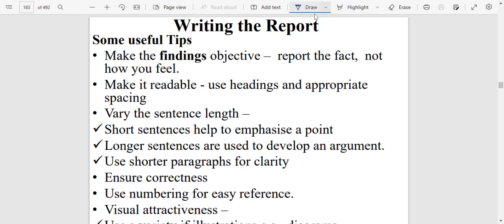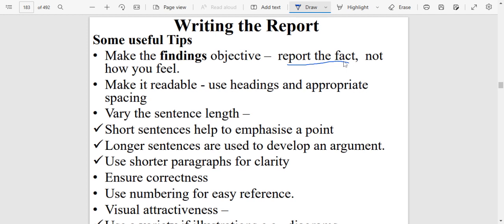So when you are writing a report, one thing that is very important, even as you are doing your biology, chemistry, physics reports, is that you report facts. Don't report what you think about something because they are going to need you to give a reference. A reference means that this is where I got the information from. So if you write something from your head, well, you're going to get it wrong. So that's why you need to what? Make findings objective. Okay? You report facts and not how you feel, not what you think.